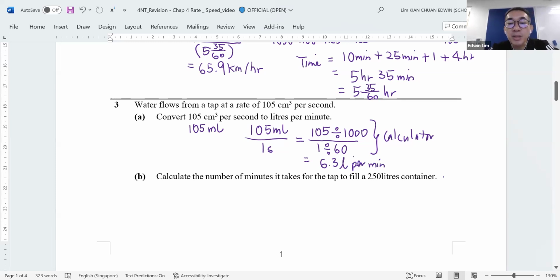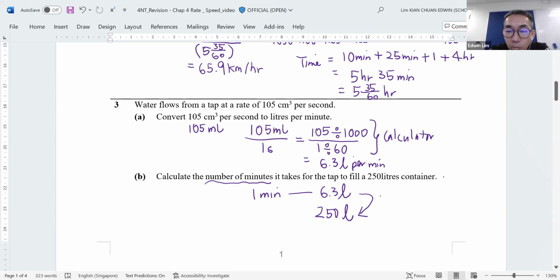Calculate the number of minutes it takes for the tap to fill a 250 liters container. How many minutes? In 1 minute, I can actually flow 6.3 liters. Now the container requires 250 liters. So how many times will it be? So we're using 250 divided by 6.3.